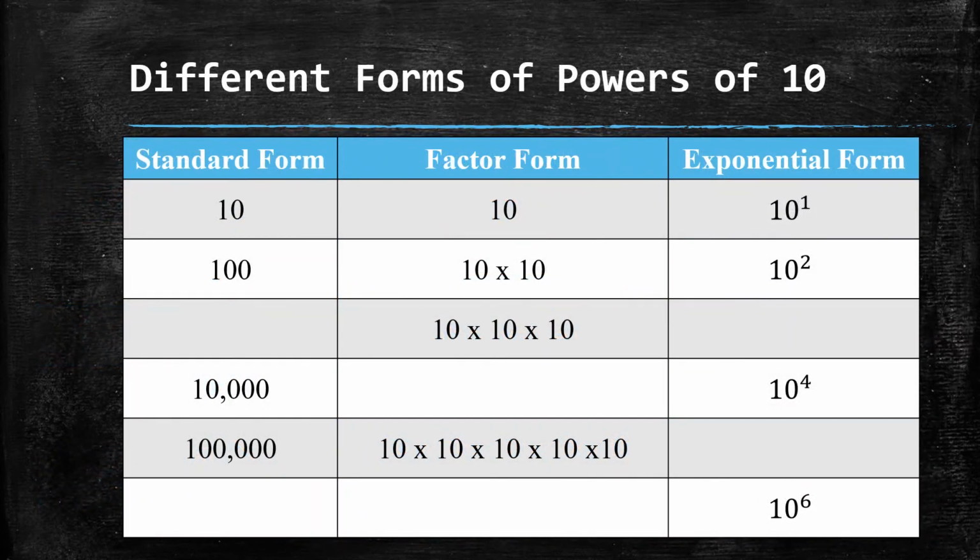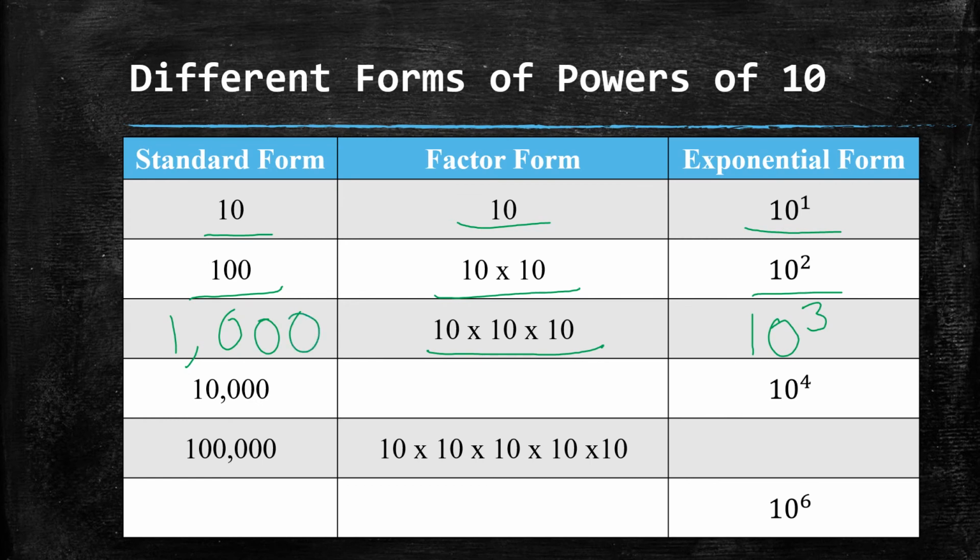Now we're going to look at different forms of powers of 10. You can look in the first line, we have standard form, which is 10, factor form, which is 10, exponential form, which is 10 to the first power. In the next row, we have 100, which is standard form. So we know that 10 times 10 is the factor form, and then we have 10 to the second power. So let's look at this third row. We have 10 times 10 times 10. Well, we know that that's going to be 10 to the third power, giving us in standard form 1,000.